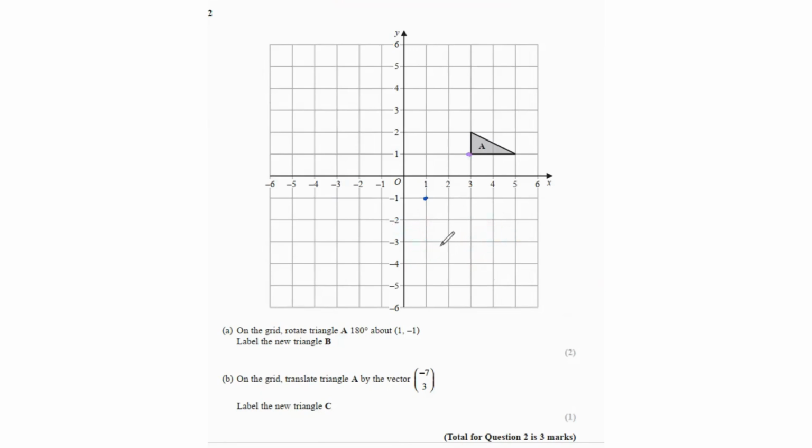So let's find the position of this point first. So this point is 2 horizontally, 2 vertically. So the image would also be 2 horizontally and 2 vertically. So that's over here.